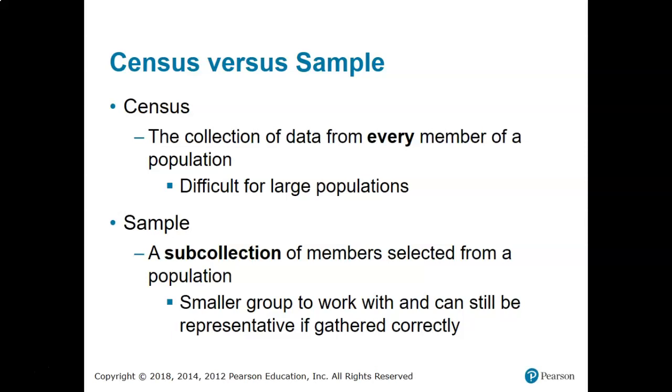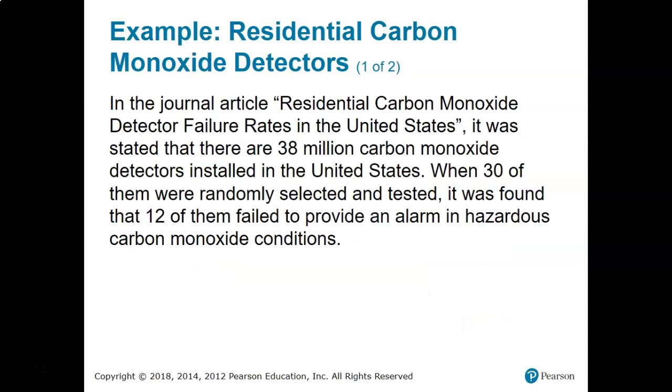Instead, we work with a sample. And a sample is a sub-collection of the members selected from a population. So we pull this smaller group and work with it. And our hope is that we can pull the sample in such a way from the larger population that it is still representative of that population. So for instance, in gathering a sample of the United States, we wouldn't want everyone in our sample to come from California, or we wouldn't want everyone in our sample to be under the age of 18. So we want to make sure that our samples are done in a way that they do truly represent everyone in the original population.